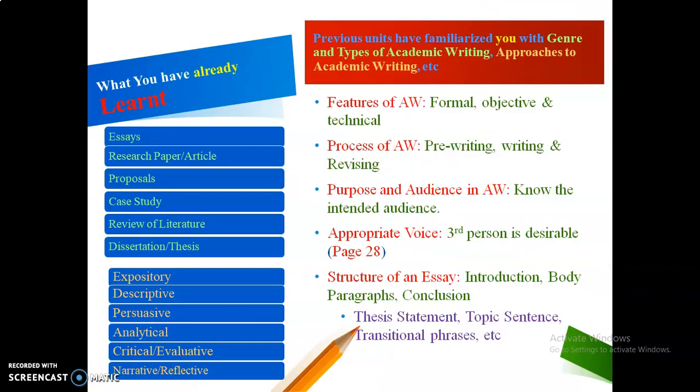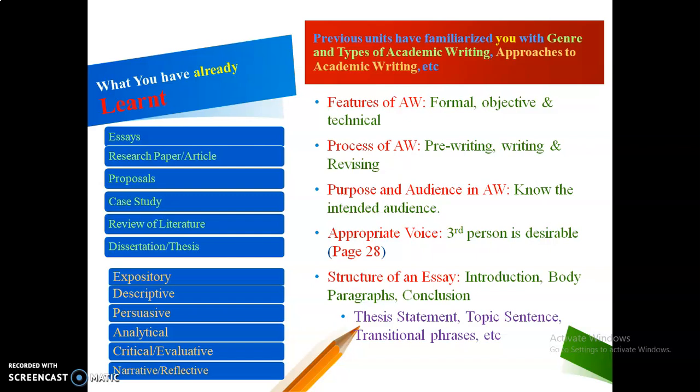Before moving on to the fourth unit, Elements of Writing, let's rewind what you have already learned in the previous three units. Previous units have familiarized you with genres and types of academic writing, different approaches to academic writing, etc. You might have learned genres and types of academic writing such as essays, research paper or article, proposals, case study, review of literature, dissertation or thesis, etc. And different approaches to academic writing such as expository, descriptive writing, persuasive writing, analytical writing, critical writing or evaluative writing, or narrative writing or reflective writing.